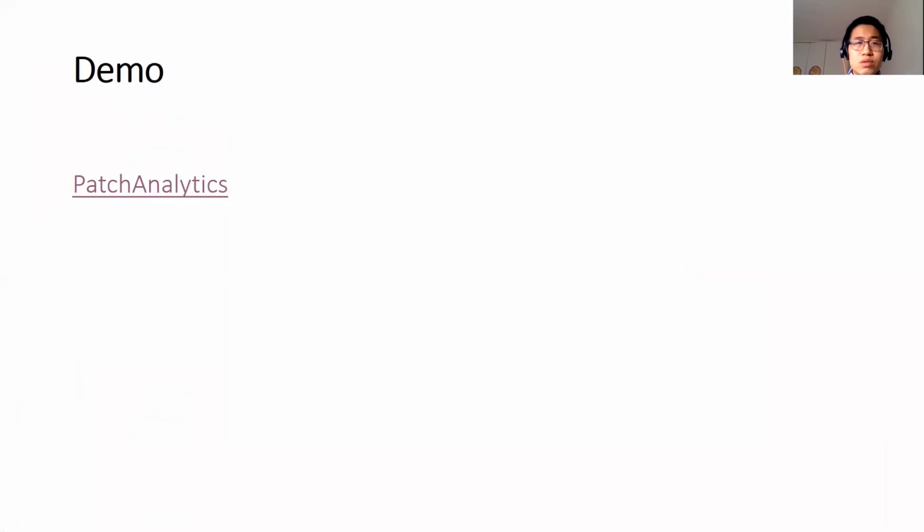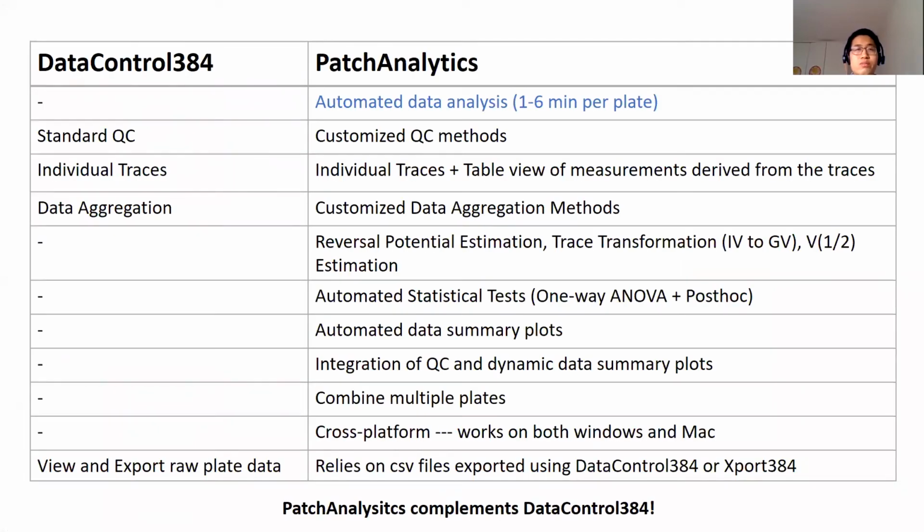So, just a quick summary comparing what PatchAnalytics can provide in addition to Data Control 384. The first advantage is, of course, that it provides automated data analysis. It takes between 1 to 6 minutes to analyze each plate. And we also provide customized QC methods.